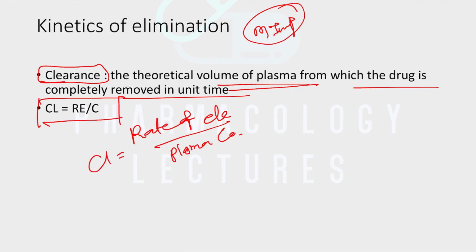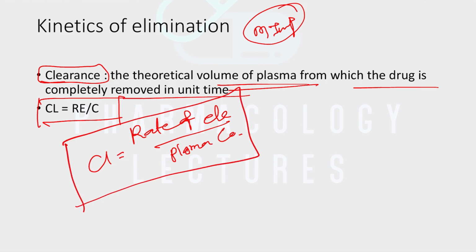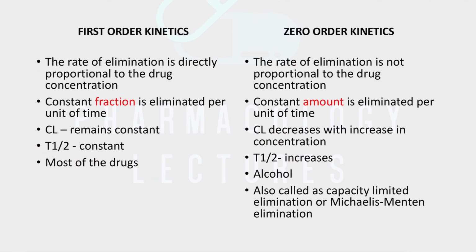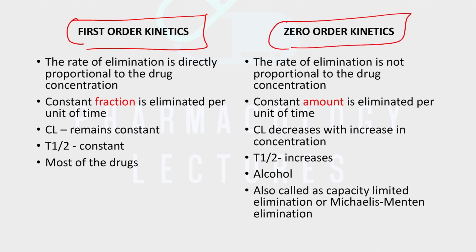So this is how you can calculate clearance in different MCQs or in practicals. You might be given a figure of rate of elimination and plasma concentration, and you would be asked to find out the clearance of the drug. So this is how you can use the formula. The important aspect of excretion is the kinetics the drug follows. This is excretion kinetics, meaning by which way drugs get eliminated from the body.